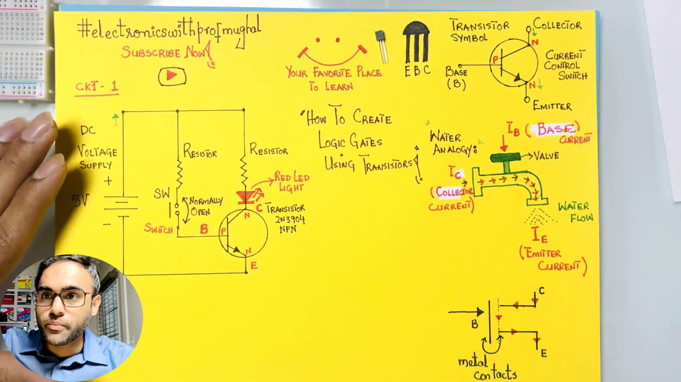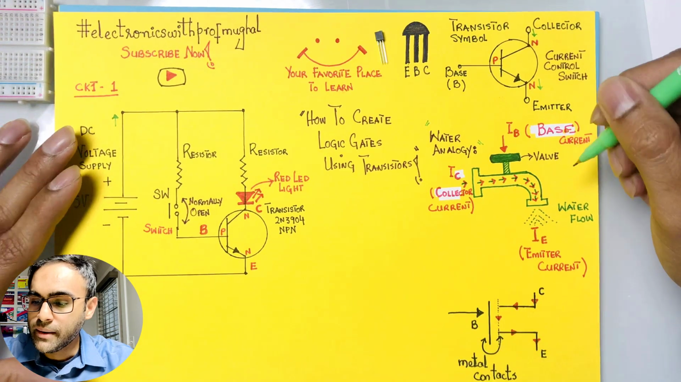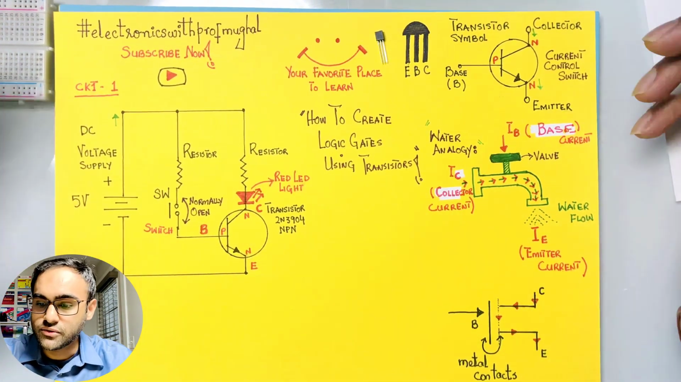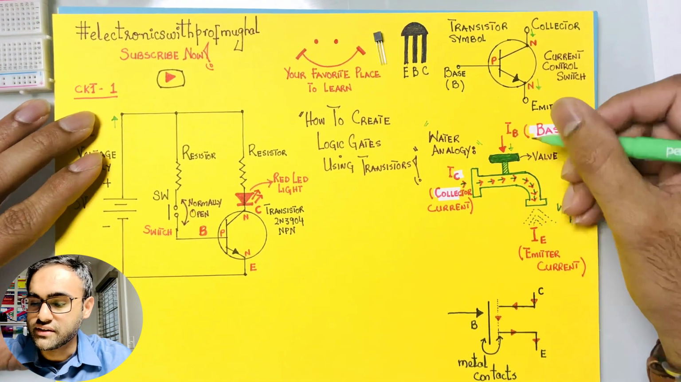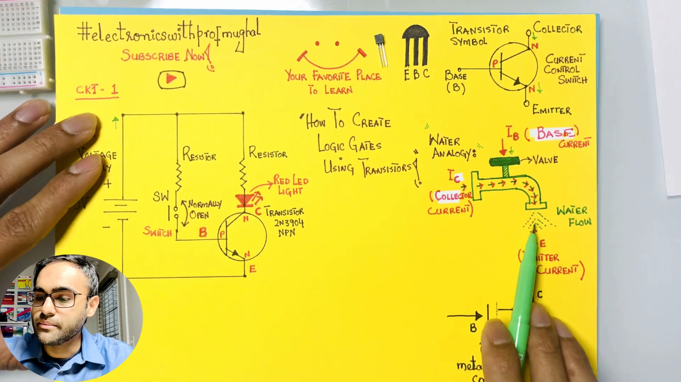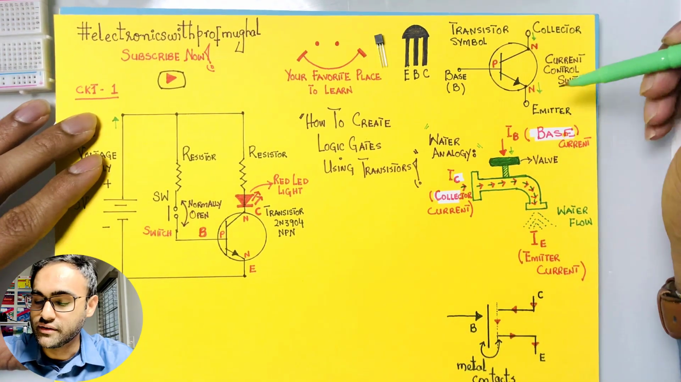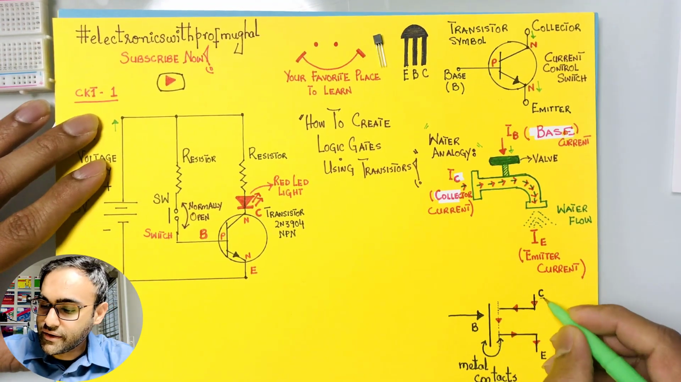Now the emitter current depends upon the collector current and the valve. So if you have the valve open all the way to the very end, then the water flow is going to be more. So when transistors are used as a switch, a tiny amount of current going to the base of the transistor will allow the current to flow from collector to the emitter, and that's what's happening over here.